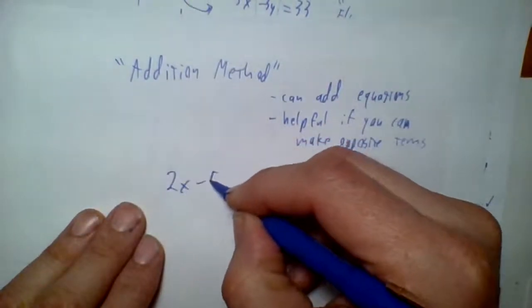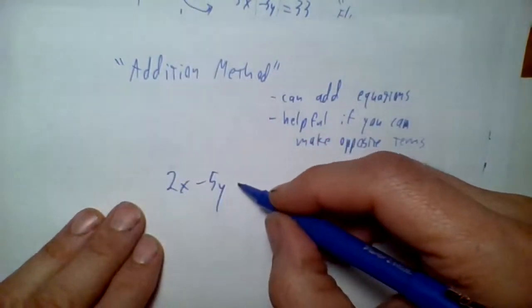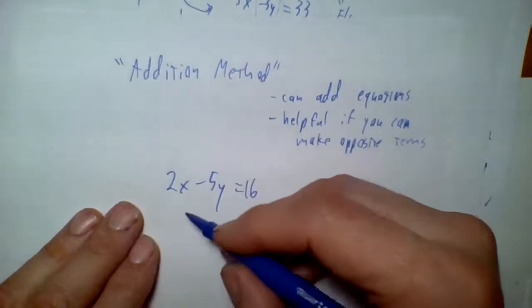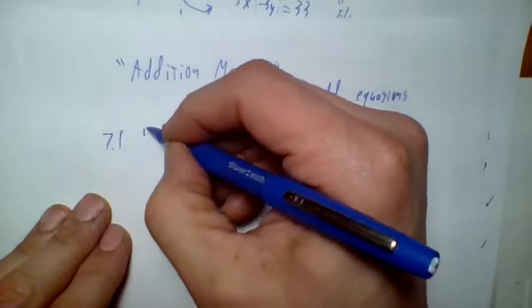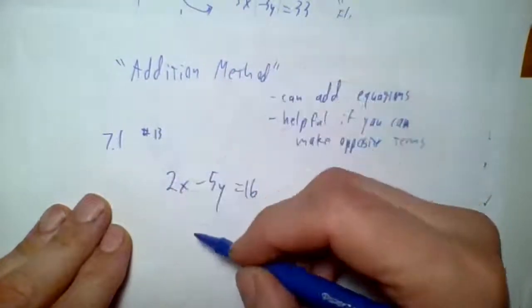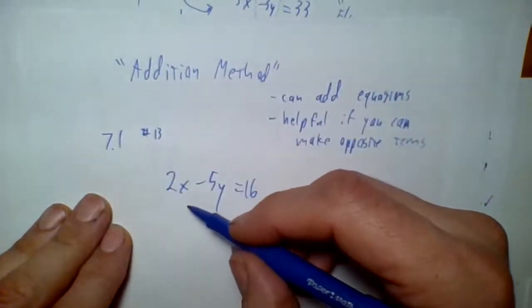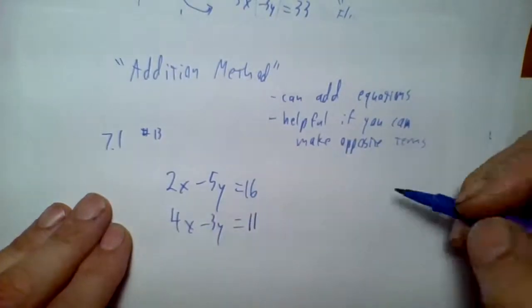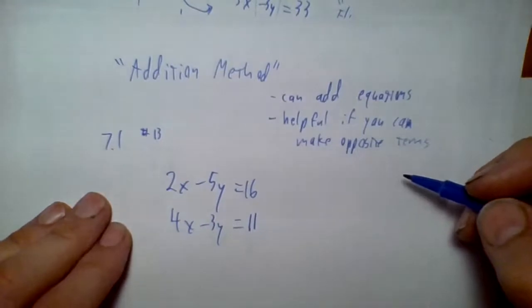So here's another example on that. Then we'll talk about another method we can also use that I want to introduce. This one comes from 7.1, number 13. It's actually out of the book. This one equals 16 and this thing equals 11.